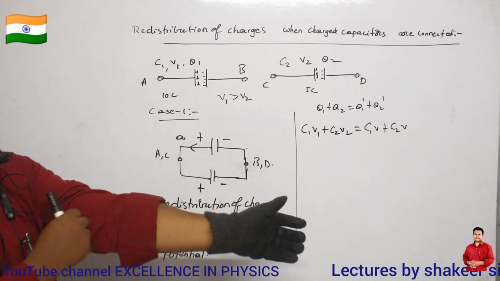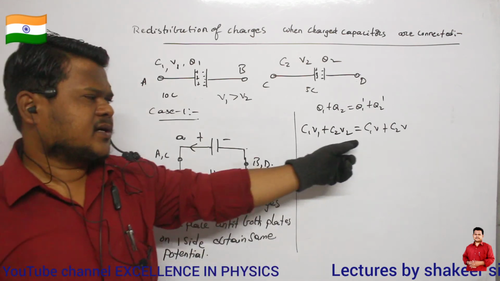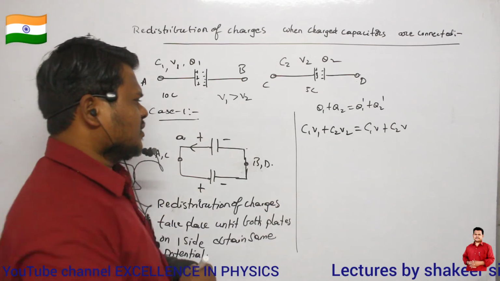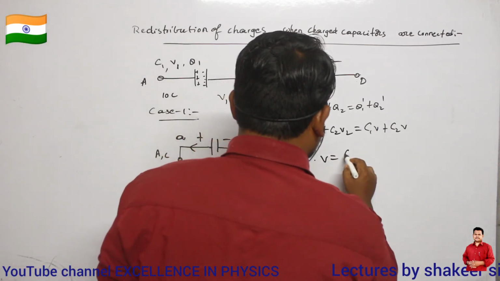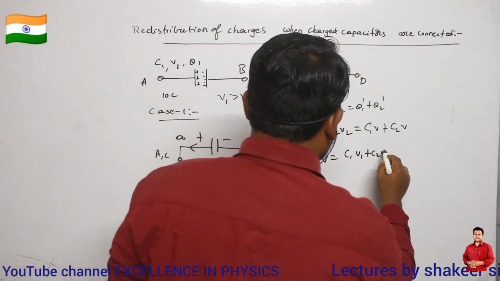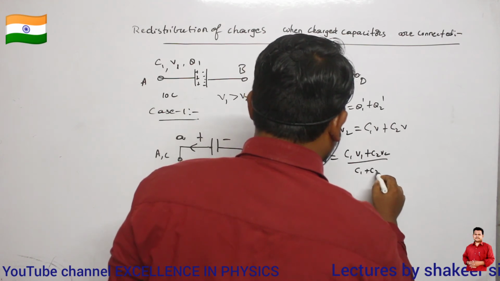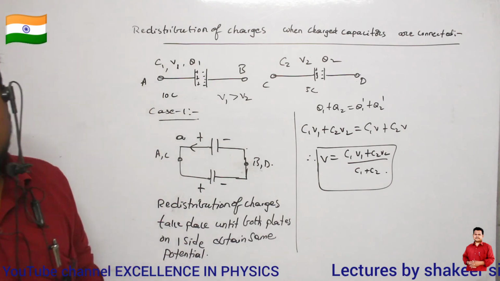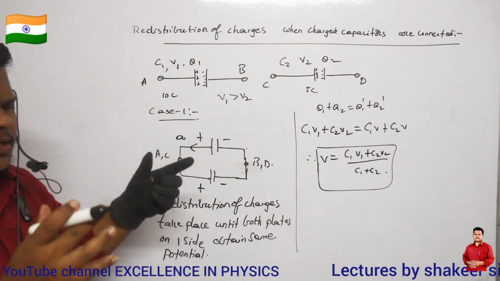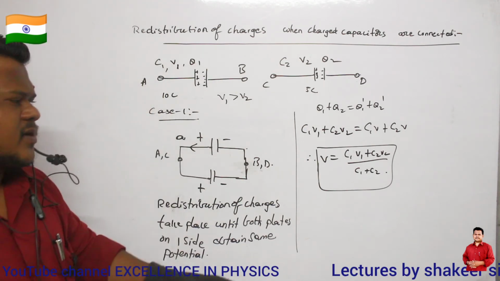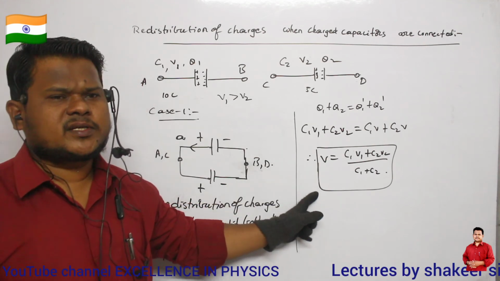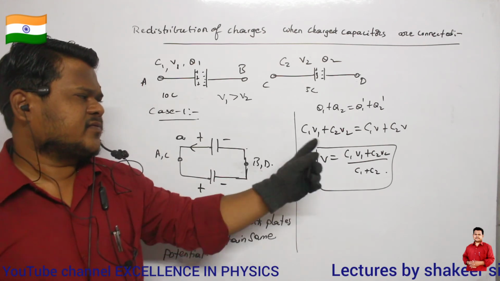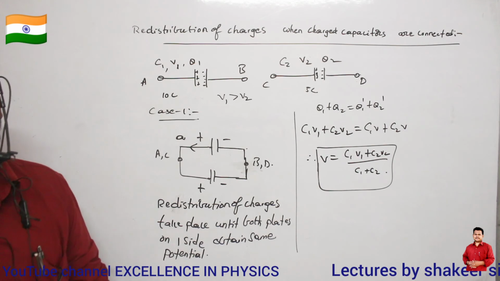Final potential of both the capacitors is equal. So therefore, V value is C1 V1 plus C2 V2 divided by C1 plus C2. This was the same condition we got in the case of conductors also. When you are connecting two conductors by a connecting wire, this was the same common potential we got. So here also the same value, C1 V1 plus C2 V2 divided by C1 plus C2.